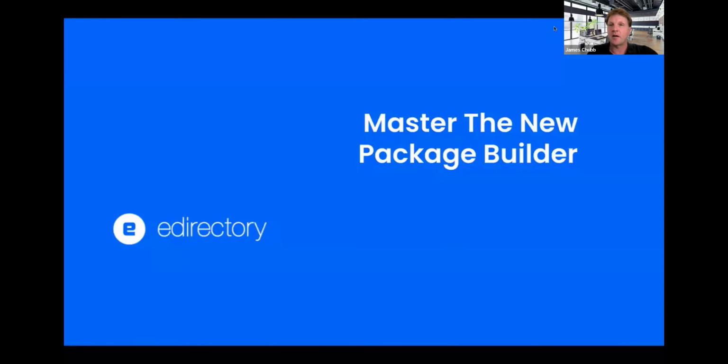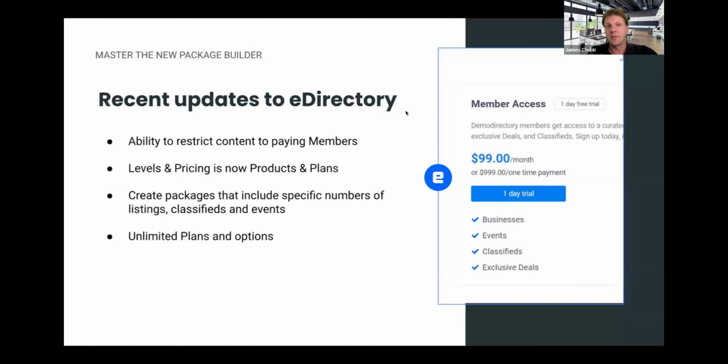Today we're going to talk about mastering the new package builder. These are some new features that came recently with the last release of eDirectory a few weeks ago. Basically, there are a bunch of changes, and one of the big ones is a paywall feature, or the ability to restrict content to paying members. So articles, blog entries, listings, you can require people to pay to be able to see that, similar to other media sites where content is restricted to subscribers.